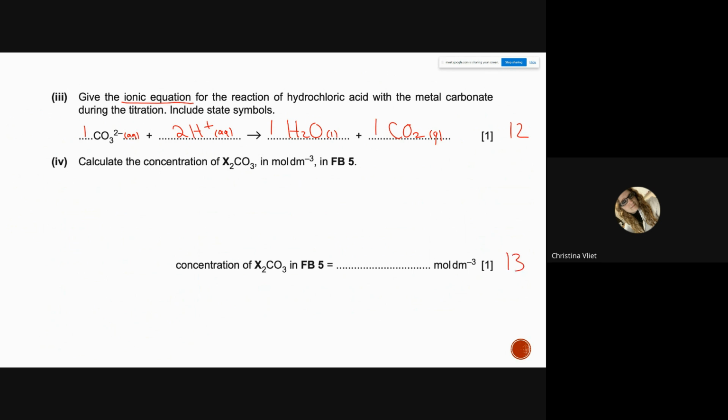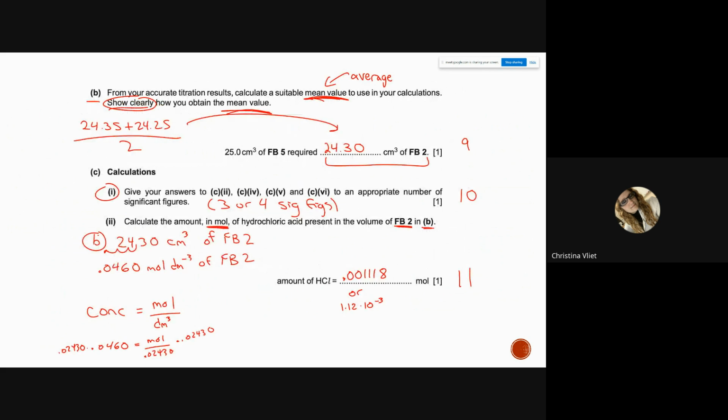Mark 13. Calculate the concentration of X2CO3 in mol dm-3 in FA5. So what do we have right now? The labs always kind of lead you on. What did we get in the last math question? We got the moles of HCl present in FA2.